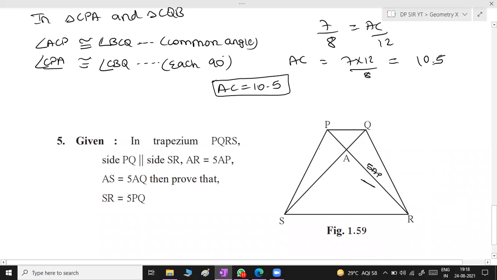Then AS is equal to phi times AQ. ये इतना सा part AS is equal to phi times AQ. So here I am going to write phi times AQ. ठीक है. Then what else? Prove that SR is equal to phi times PQ. मतलब ये जो SR है, वो phi times PQ है, ये prove करना है. So I need to prove that my SR is equal to phi times PQ.